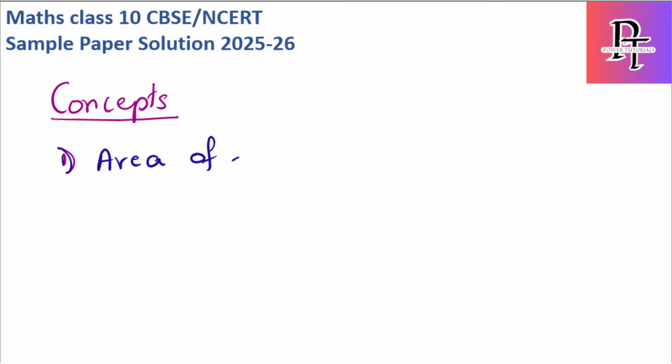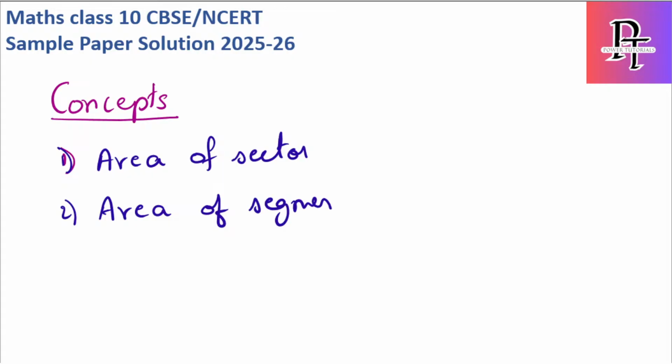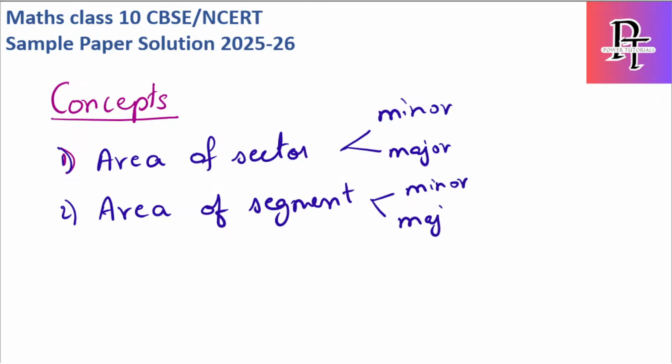First one is area of sector, second area of segment, and we are talking about both minor and major. First one is area of sector, and here also minor and major. So mainly we have only these two things, sector and segment. We need to find areas, area of sector and area of segment.